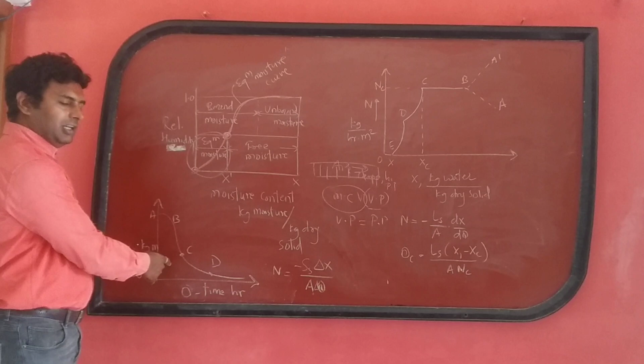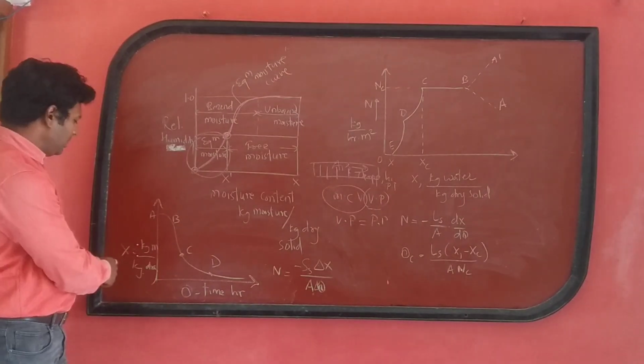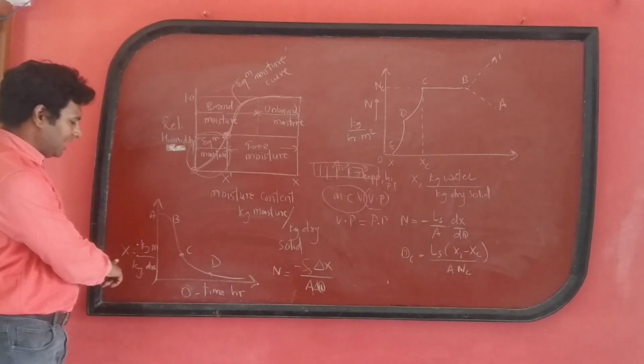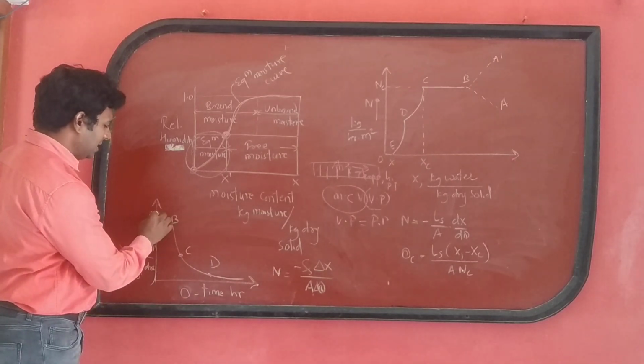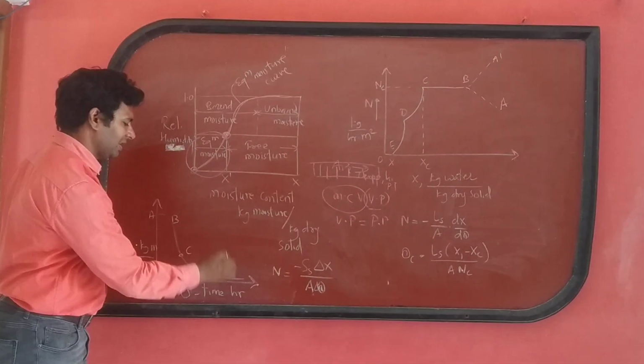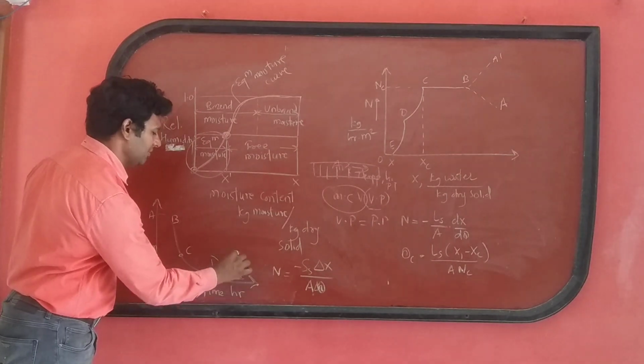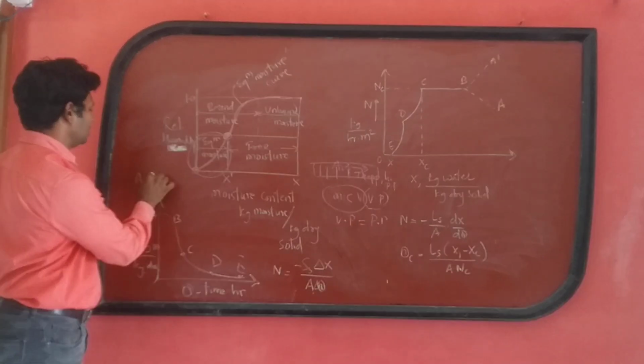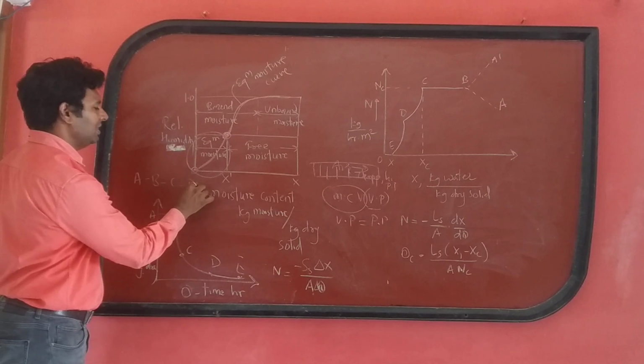Now this is the drying curve, the rate of drying curve. If we plot the rate of drying versus time, the drying curve follows this path. That means A, B, C, D, and finally E. The drying must follow the path A, B, C, D, E.